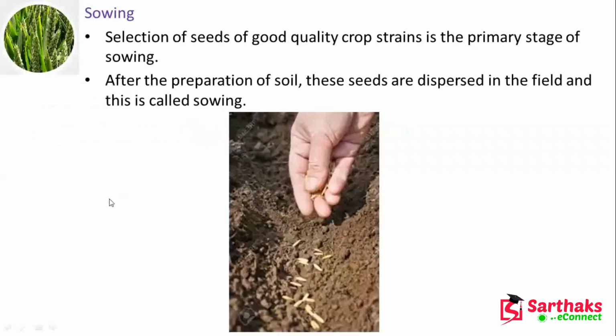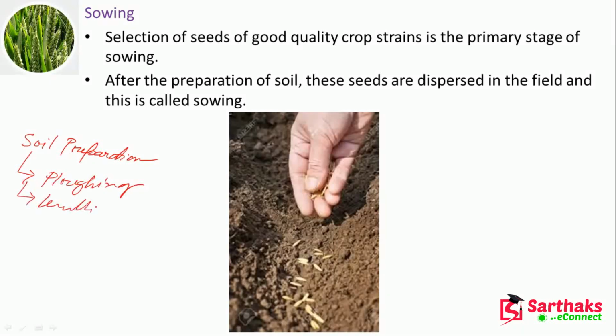So already we know that the first step is soil preparation, right? The soil preparation is done using plowing and leveling. So the first step is soil preparation. I'm writing here. Under this, first is plowing, then we have leveling, and then the next point is the manure. We have to add the manure to boost up the nutrition.